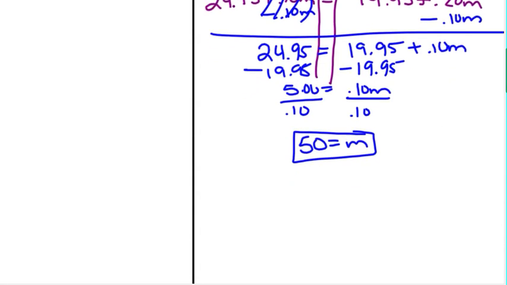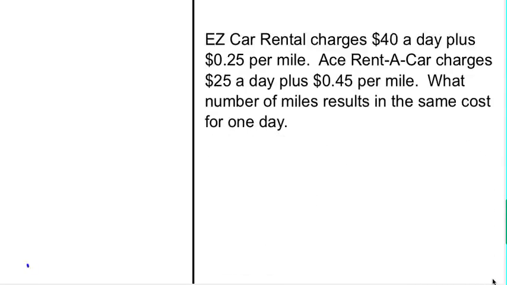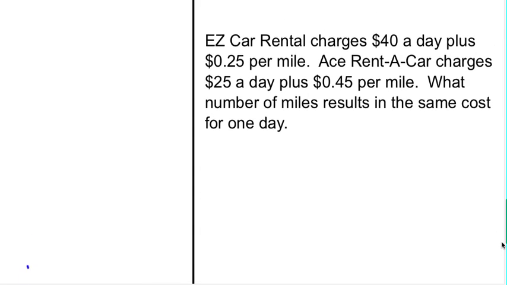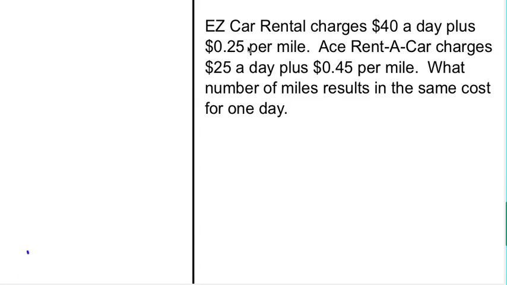I'm running out of time, but I am just quickly going to show you how to set up one more problem like that. We'll talk about renting cars. Maybe you go on vacation and you have to rent a car when you're there. We have 2 car rental places. One is Easy Car Rental. They charge $40 a day just to have the car in your possession. And then if you drive it around, they charge you 25 cents per mile. We have Ace Car. They're only going to charge you $25 a day, but they're going to charge you 45 cents per mile. You want to know at what point are these 2 going to be the same?